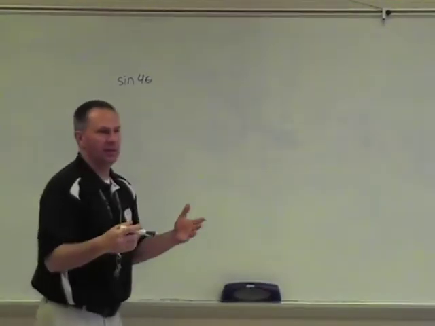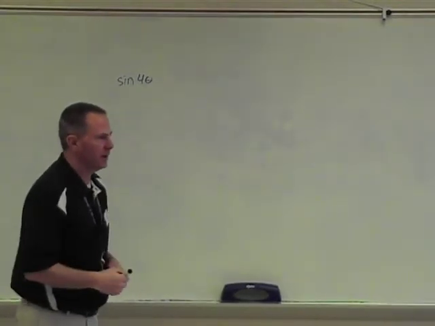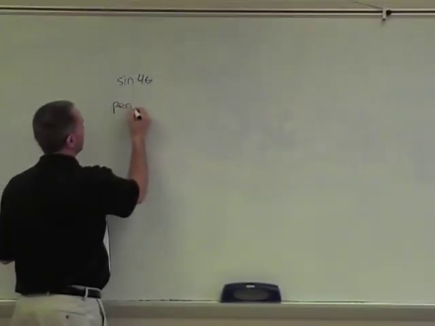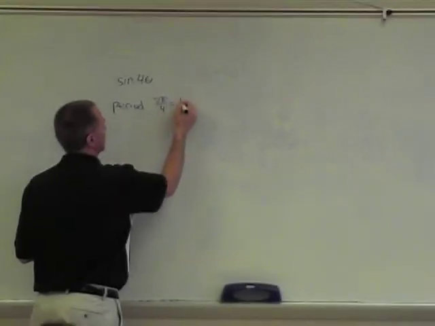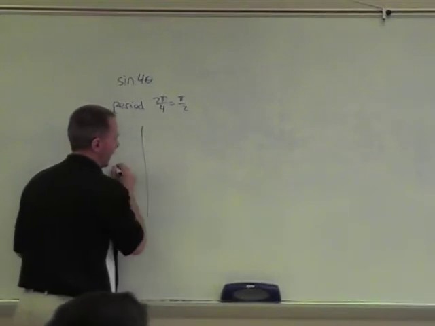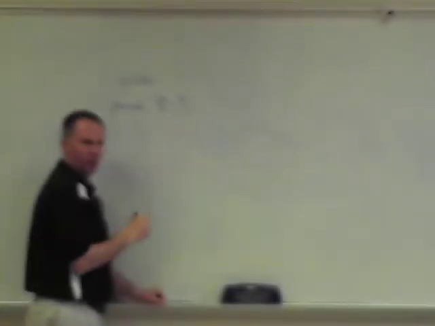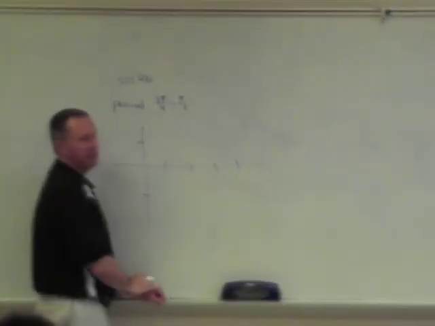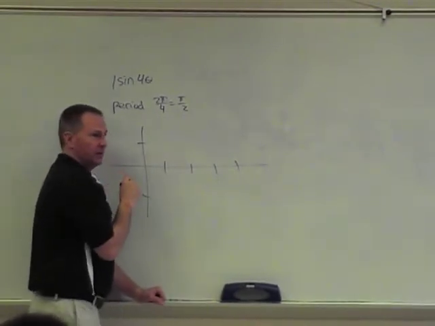So, factor k, that's for tomorrow. We'll start step 2. Find the period. Period is 2 pi over k, which is pi over 2. Draw your graph, okay? Divide it into 4 pieces. 1, 2, 3, 4. My amplitude has not changed, it's still 1. You've got to watch for that, okay?